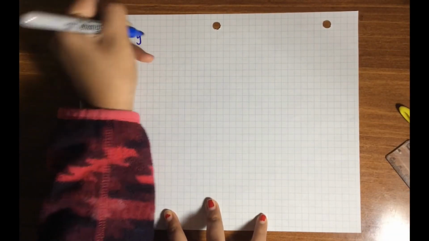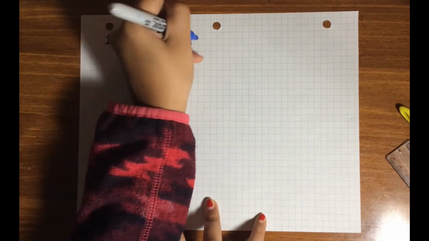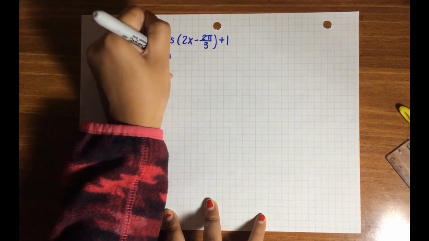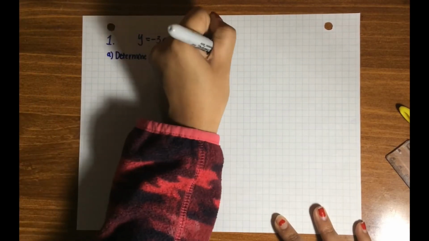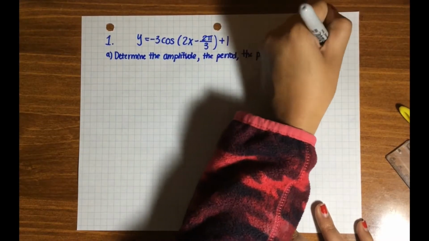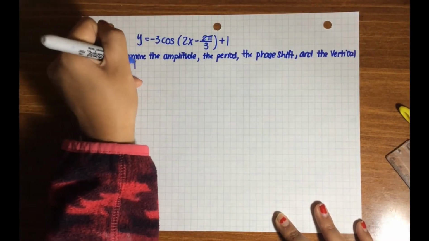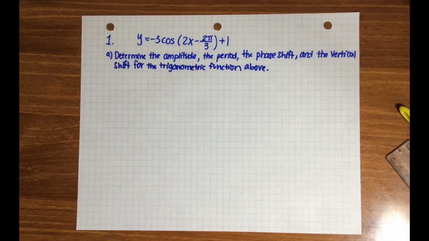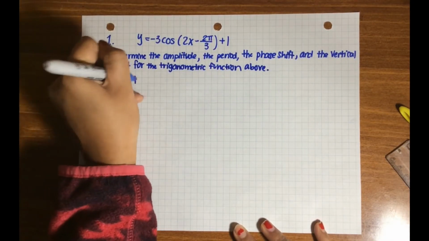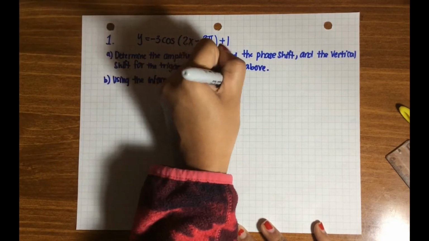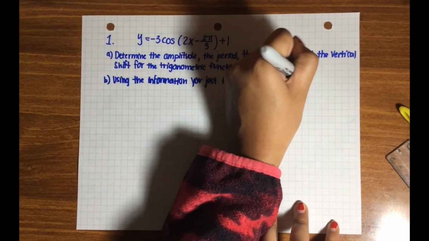Let's begin our problem. We are given the function y equals negative 3 cos 2x minus 2 pi over 3 plus 1. For part A, we are asked to determine the amplitude, the period, the phase shift, and the vertical shift for this function. For part B, we are supposed to use the information we just found to graph the function over a domain of negative 2 pi and 2 pi.